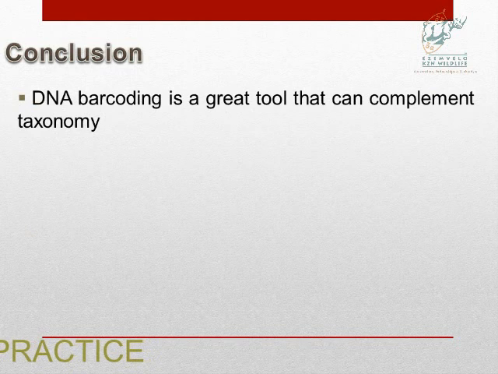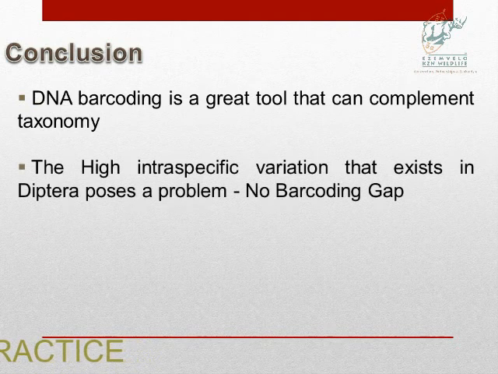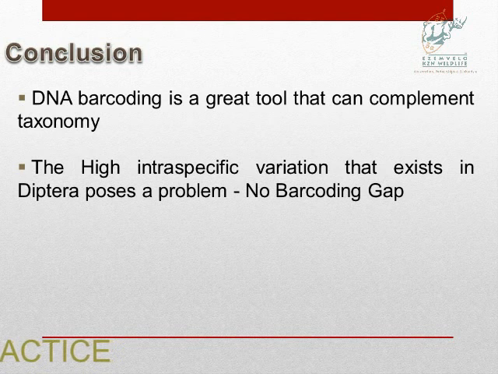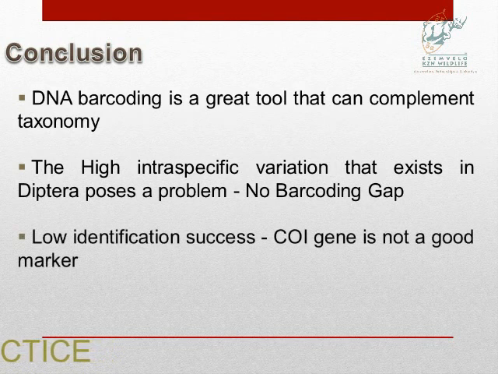So in conclusion, DNA barcoding is a great tool that can be used to complement taxonomy. However, due to the high intraspecific variation that exists in Diptera, it poses a problem because there is no barcoding gap. This lack of barcoding gap and the low identification success suggests that the CO1 gene is not a good marker to use for Diptera, and any identification using the CO1 gene can lead to misidentification.